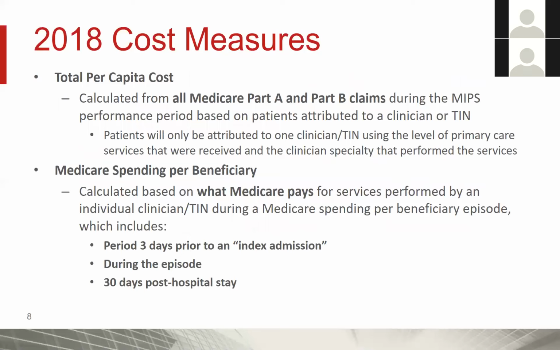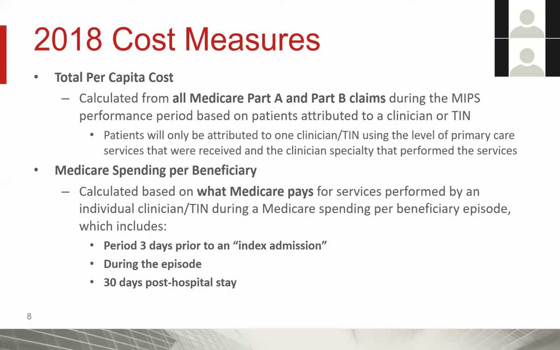So the first measure we'll talk about is the total per capita cost measure. This cost measure is calculated from all of your Medicare Part A and Part B claims during the MIPS performance period. Again, that's January 1, 2018 through December 31st, 2018, on patients that are attributed to a clinician or tax ID. Patients will only be attributed to one clinician or tax ID using the level of primary care services that were received and the clinician specialty that performed the services.